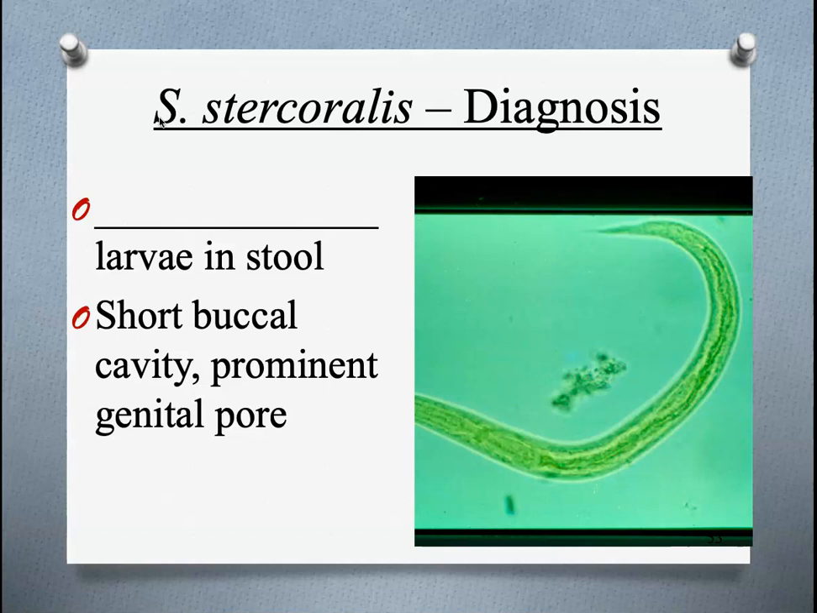Your diagnostic stage for Strongyloides stercoralis, your first choice answer is rhabditiform larva in stool. And remember, how do we distinguish between Strongyloides rhabditiform larva and hookworm rhabditiform larva? Strongyloides has the short buccal cavity and prominent genital primordium. How do we differentiate Strongyloides filariform larva from hookworm filariform larva? Hookworm filariform larva have a pointed tail. Strongyloides filariform larvae have a notched tail.